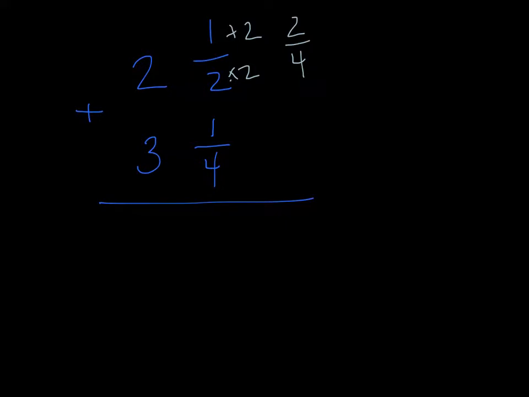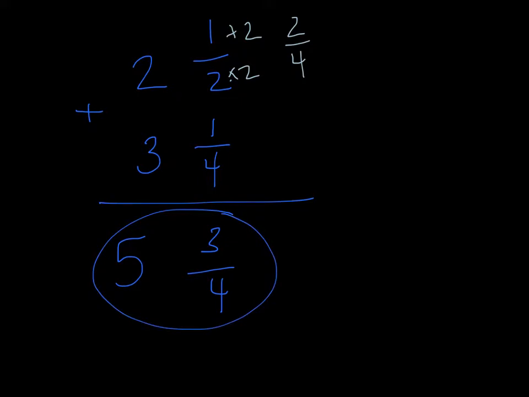Sometimes you might need to multiply the denominators by the opposite denominator to come up with fractions that have the same denominator. Once I've done this step, I then can add my fractions together. I can add my 2/4 and 1/4, which all together equal 3/4, and my whole numbers together, my 2 and my 3, for a total of 5 and 3/4.